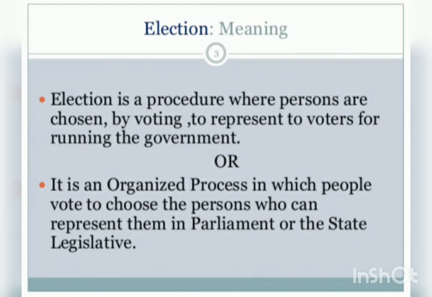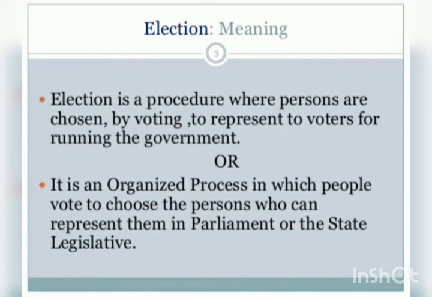Election, what is election? Election is a procedure where persons are chosen by voting to represent the voters for running the government. So here people elect their representatives by means of vote. It is an organized process in which people vote to choose the person who can represent them in parliament or state legislative. In modern societies, elections are fought on party lines.